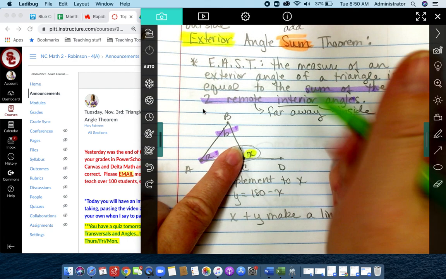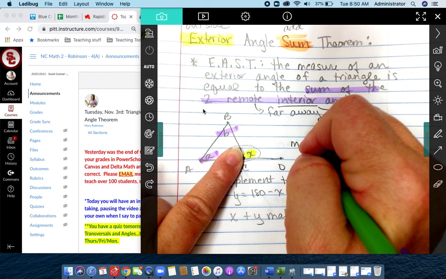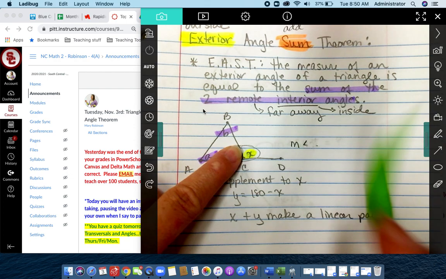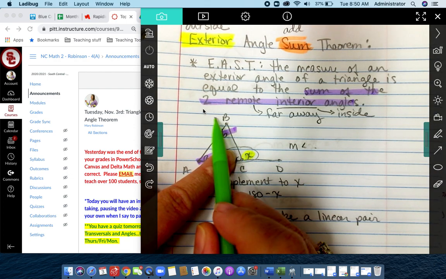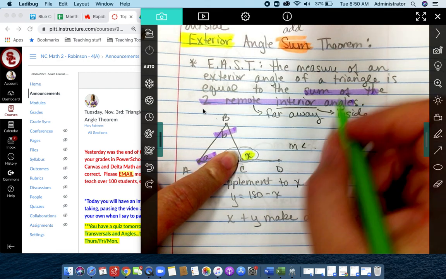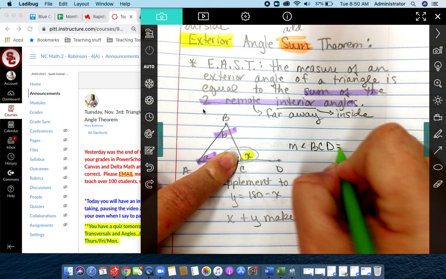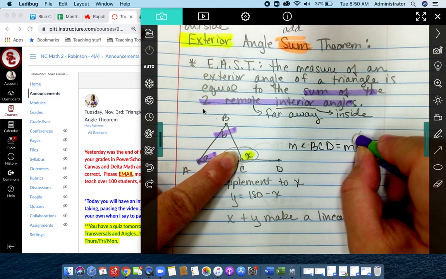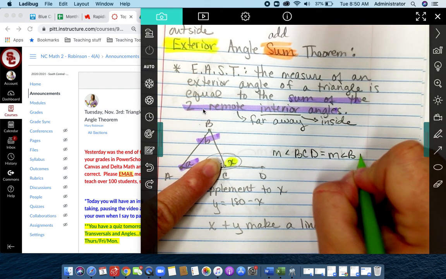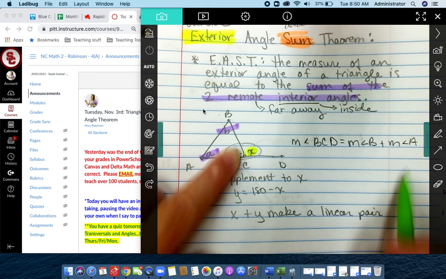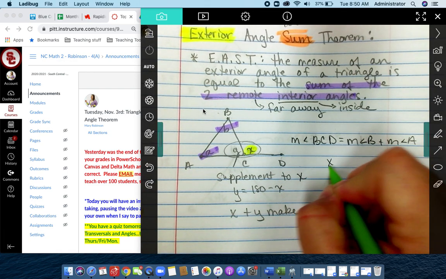So I'm going to write that down over here. The measure of X, I'll call it angle X. The measure of, well, technically it should be the measure of angle BCD. Remember, we name angles using letters. If there are 2 angles forming from a vertex, then we use 3 letters, so BCD. So the measure of angle BCD would be found by adding the measure of angle B plus the measure of angle A. Okay, so that's going to be our exterior angle theorem, or you can think of it as X equals A plus B.